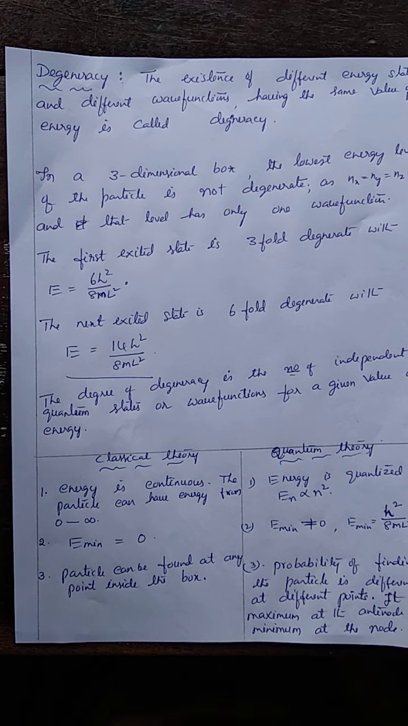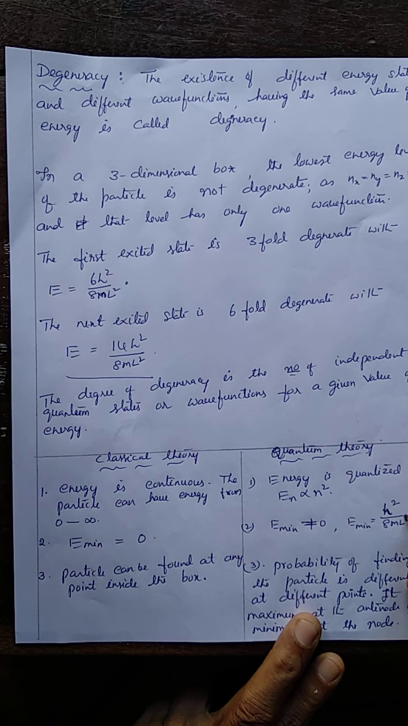Whereas quantum theory says the energy of the particle is quantized, En proportional to n square. According to classical theory, the particle can have minimum energy 0 also, but as per quantum theory, the minimum energy cannot be 0. The minimum energy is h square by 8mL square.